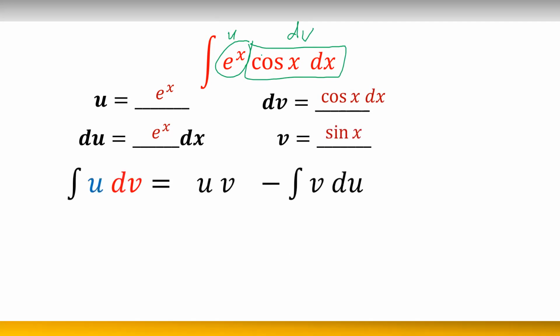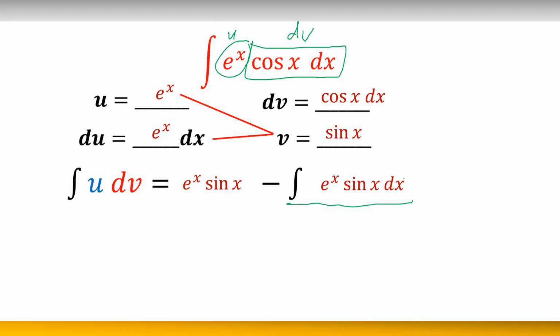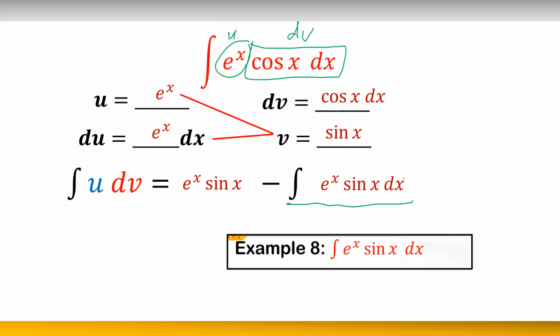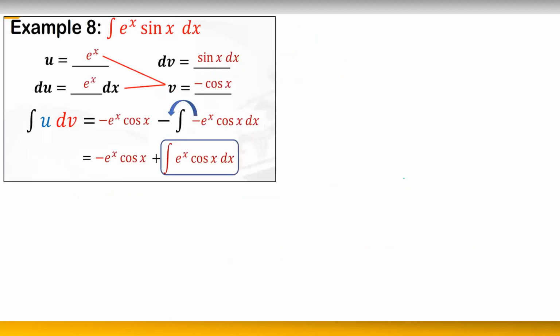So in IBP, here's the formula again. Product of this, that's e to the x sine x minus the integral of that. Okay? Then what's the next thing to do? Take note that this is the same as the original integral. Di ba? Parang hala, same lang ng original integral natin. So, let's see. Di ba yung example 8 actually? Okay? So let's look.